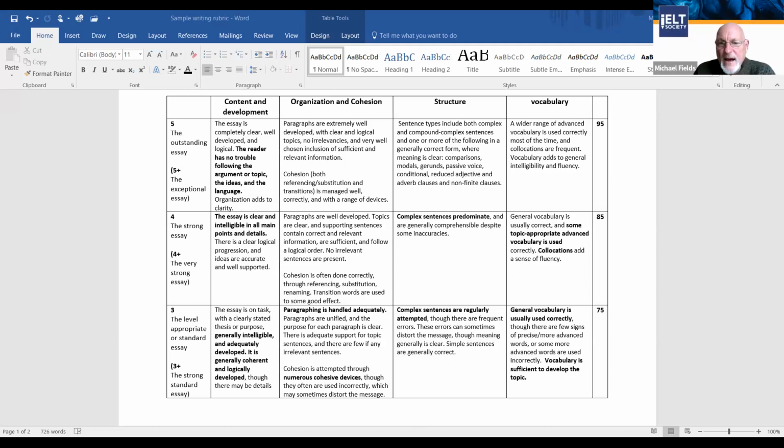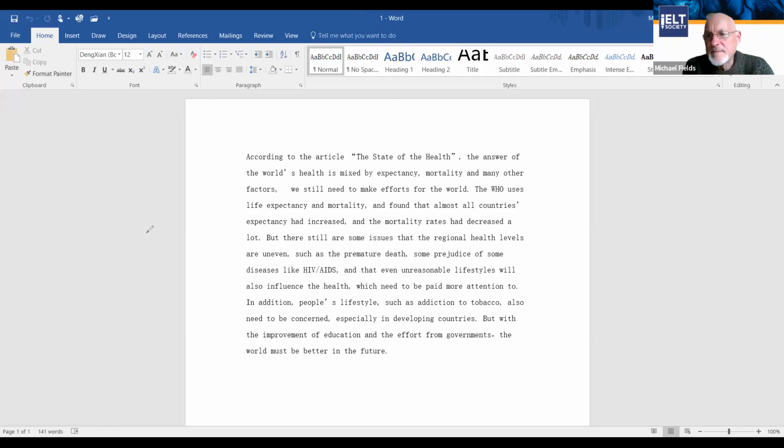Okay, I'm going to pull up, out of the documents that I sent you, essay number 1. I probably need to do a new share. Okay, let's take a minute, everyone, to read this.